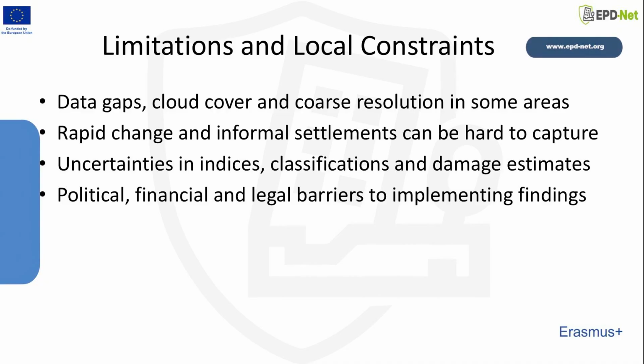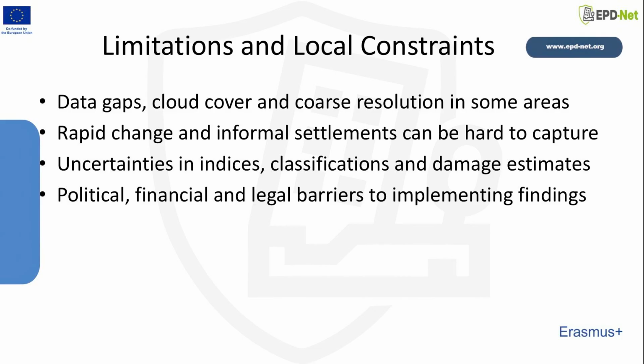Here we highlight the limitations and local constraints that emerged across the 3 case studies. It notes that although satellite archives are extensive, some cities still face data gaps, inconsistent temporal coverage or persistent cloud cover that complicate time series analysis. Medium-resolution imagery may miss fine-grained dynamics in informal settlements or very rapidly changing peri-urban zones, requiring complementary high-resolution or UAV data that not all institutions can afford or operate.